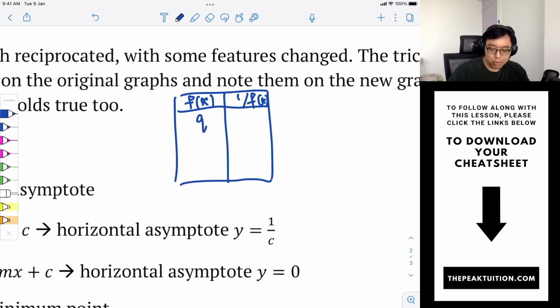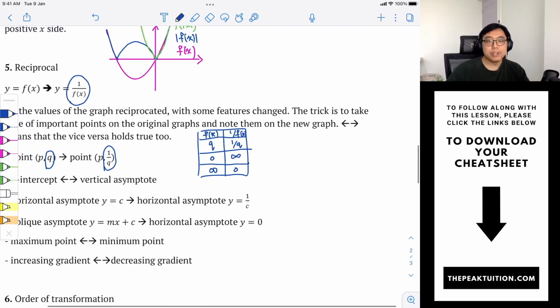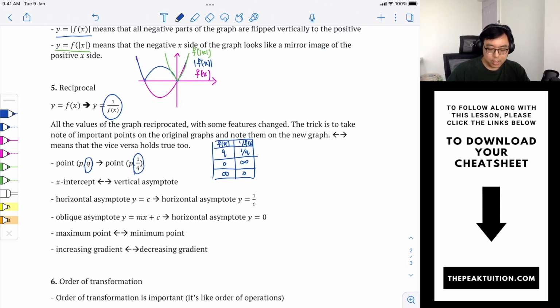If originally it is q, a constant, then 1 over f(x) becomes 1 over q. If this is 0, then 1 over f(x) becomes infinity. Then if this is infinity, 1 over f(x) becomes 0. This is basically the rules for changing all the points on the graph. If they are asymptotes, they behave in similar ways. So for example, for horizontal asymptote y equals c, it ends up being y equals 1 over c. For an oblique asymptote, which is a straight line, it becomes a horizontal asymptote that goes to 0.